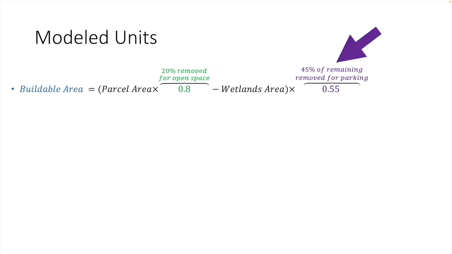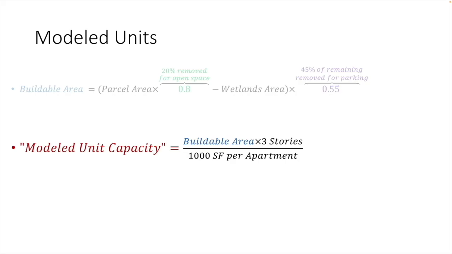Then remove 45% of the remaining acreage for parking, which seems odd given the claims that the spirit of the law is to encourage public transit. The compliance model assumes the remaining space can then be developed. The developable area in square feet is then divided by 1,000 square feet per apartment and then multiplied by 3, which is the number of stories that can be built. This is called the modeled units.